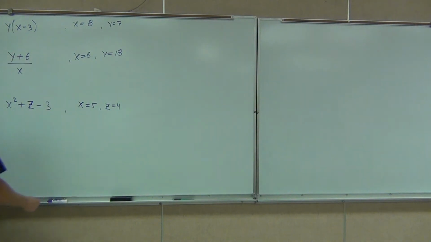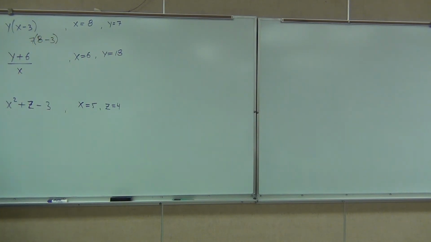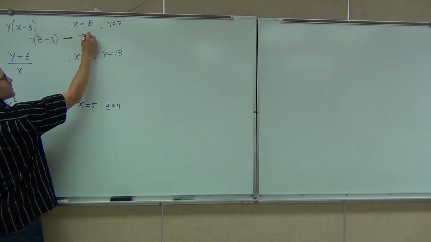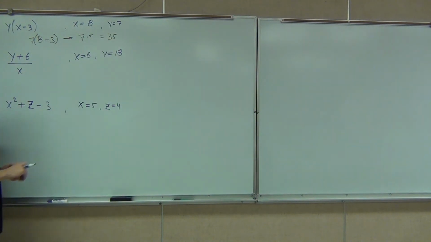Okay, so let's get started up here. So really the idea is plug the numbers into their variable, see what you have, then use order of operations to figure this thing out. So in our first case, it says x is 8 and y is 7. So instead of y, we'll put our 7, and instead of x, 8. And we do order of operations, which says we're going to do the parentheses first. We should have on your paper 7 times 5, and our answer is 35. Did you get 35? Yeah. Good. All right. Fantastic.